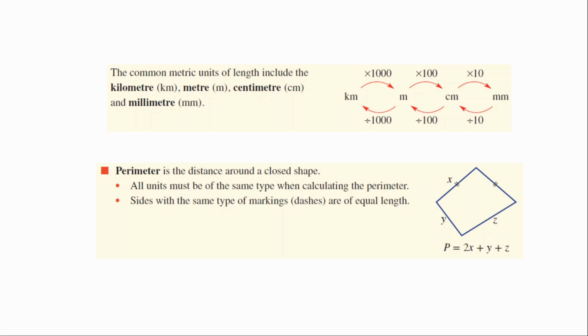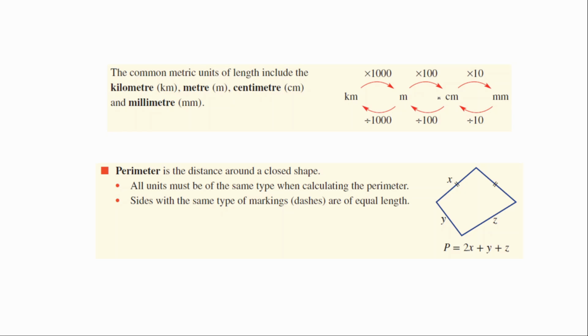Alright, so let's start off with how to convert between the different metric units. The common metric units of length include kilometers, meters, centimeters, and millimeters. So it will be a good idea to draw this out into your books. It shows you how to convert between these, and to get from kilometers to meters, we'll multiply by 1,000 because there's 1,000 meters in 1 kilometer.